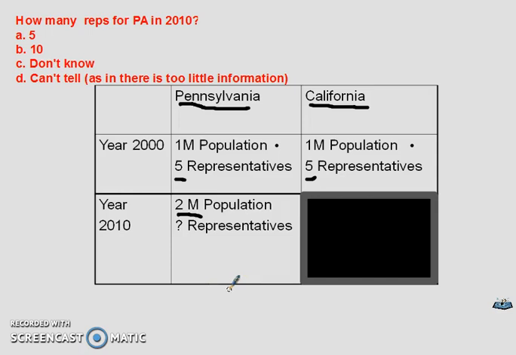How many representatives will they get? Is the answer they still get 5? Will they double to 10? Is there no way to know this? Or is there too little information provided in this? So take a minute and think about that. Pause the video if you want to figure it out on your own. If not, the answer is D. You can't tell as there's too little information.